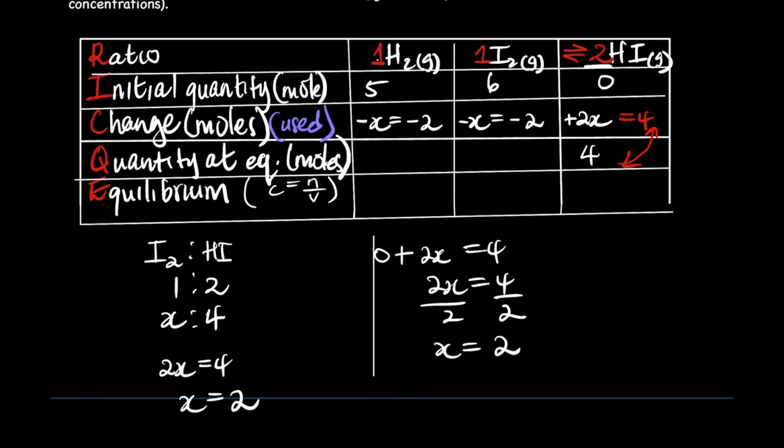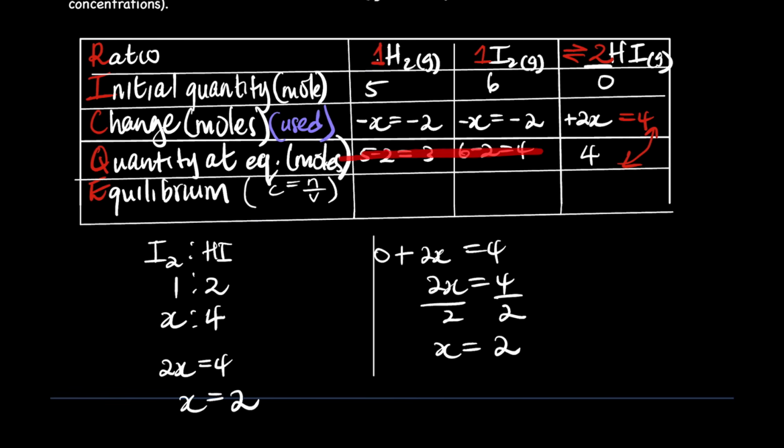So now this is the amount that remains at equilibrium in terms of moles. What we do, we'll say 5 minus 2 is equal to 3 here. So what was there initially, what is used, and what remains. So 5 minus 2 is equal to 3. And even here, it will be 6 minus 2 is equal to 4.